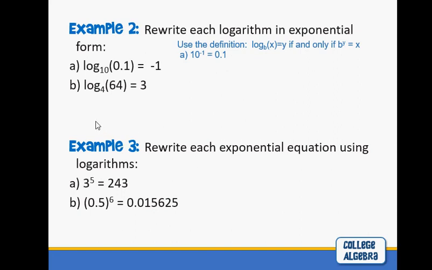Okay? And for this one, again, start with the base, 4. The number on the opposite side of the logarithm is the power. The logarithm is the power. 4 to the third equals 64.